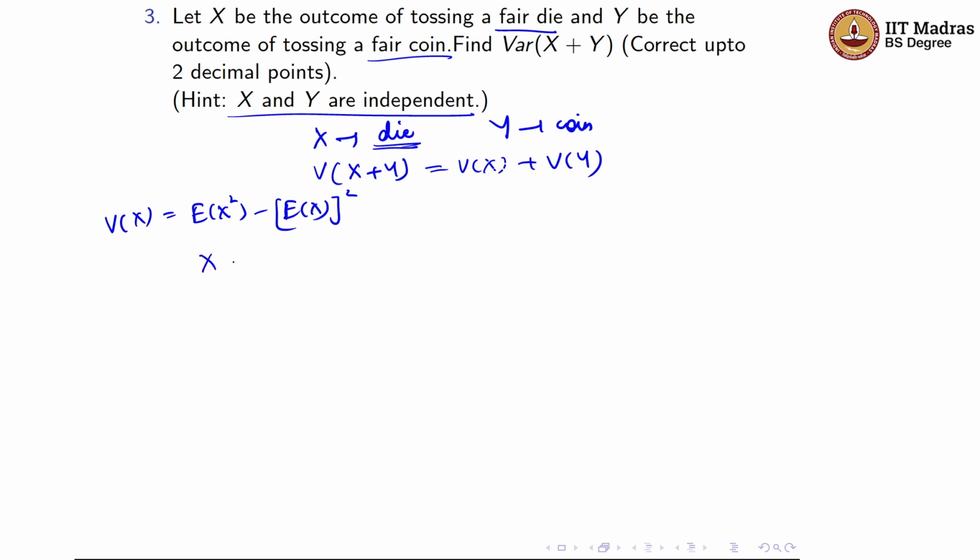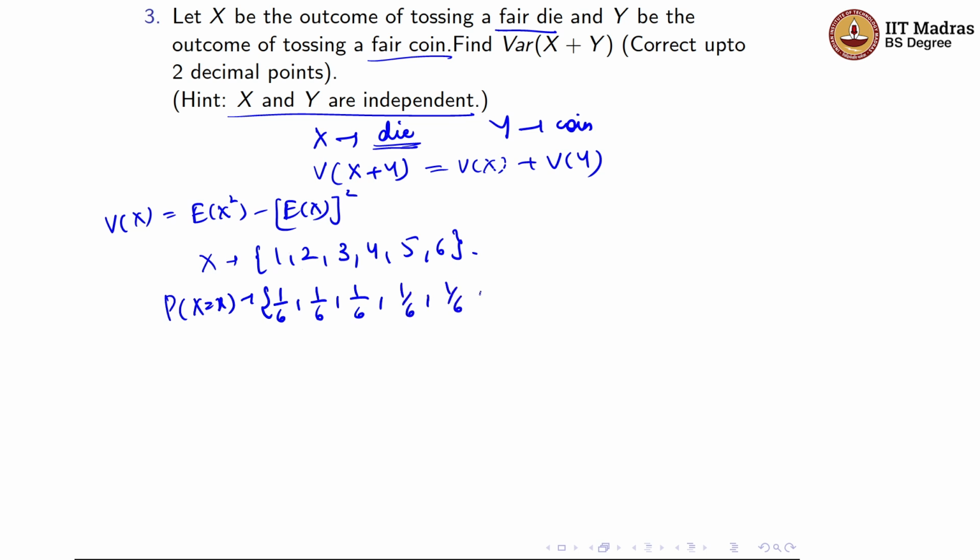Now, here X is the tossing of a fair die, right? So X has the sample space 1, 2, 3, 4, 5 and 6. These are the faces of the die. So what are the probabilities of getting these values? It will be 1 by 6 for each. The probability of getting 1 is 1 by 6, the probability of getting 2 is 1 by 6, 3 is 1 by 6, and similarly for all the others.